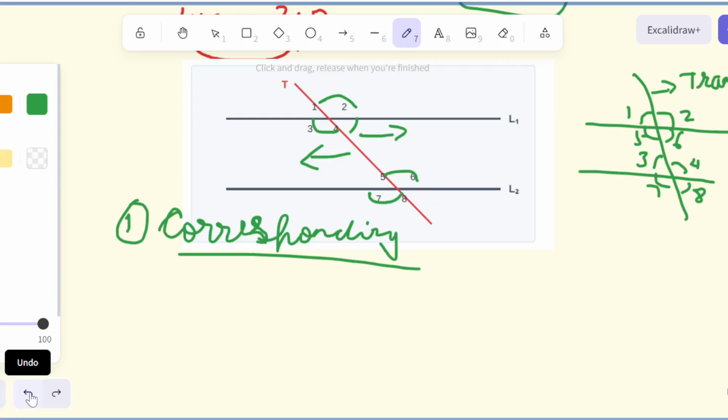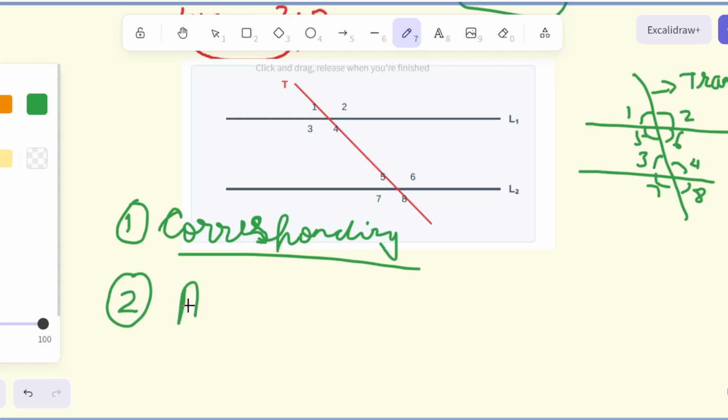So angles which are formed below the parallel lines or above the parallel lines but on the same side of the transversal are known as corresponding angles, right? And they are always equal. That's also what we have written: corresponding angles are always equal if the lines are parallel. Number 2, alternate interior angles.